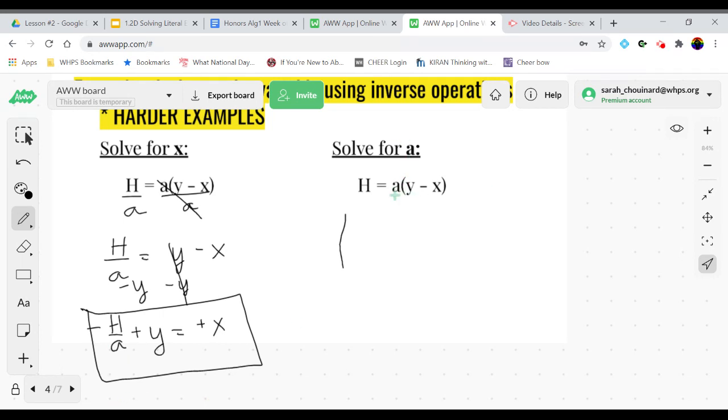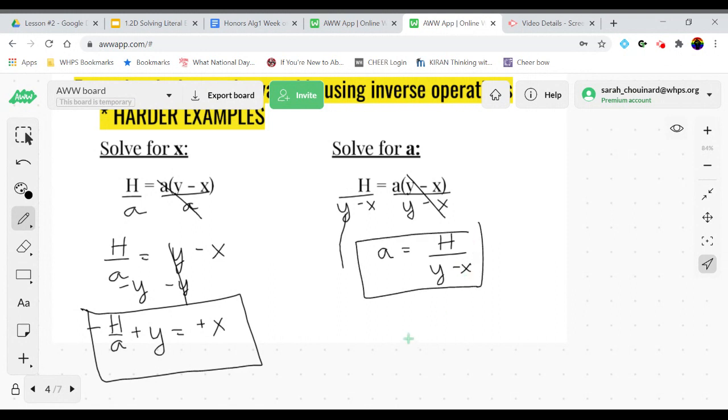So for this next one, this one's actually easier. Again, my first step is going to be division, but I'm trying to solve for a. So what I need to divide by is what a is being multiplied by. A is being multiplied by y minus x. I'm going to divide by y minus x here. That cancels it out on this side. A is equal to h divided by y minus x. Just like that, we can easily find a.